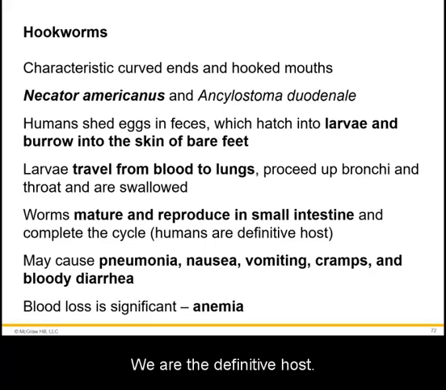We are the definitive host. Hookworms can cause pneumonia, nausea, vomiting, cramps, and bloody diarrhea. And blood loss can be significant, resulting in anemia.